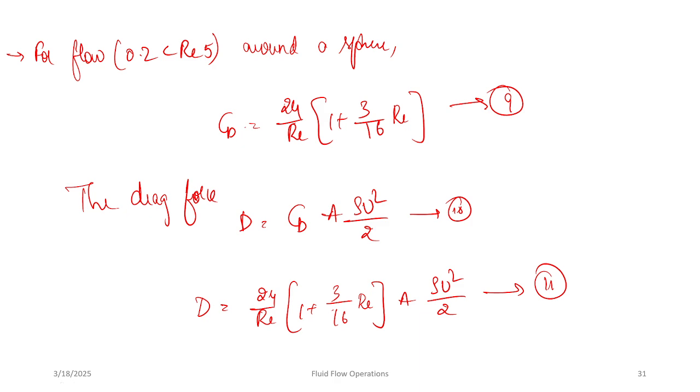Okay. So there's a graph between CD and RE as well, to see how CD varies with RE for flow around a sphere. It was already shown in the class, so I'll not be going through it again. Let's try to solve a problem again on this concept.